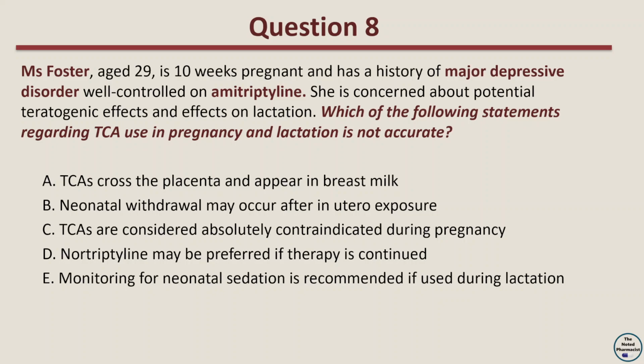Option A, TCAs cross the placenta and appear in breast milk. Option B, neonatal withdrawal may occur after in utero exposure. Option C, TCAs are considered absolutely contraindicated during pregnancy. Option D, nortriptyline may be preferred if therapy is continued. Option E, monitoring for neonatal sedation is recommended if used during lactation.